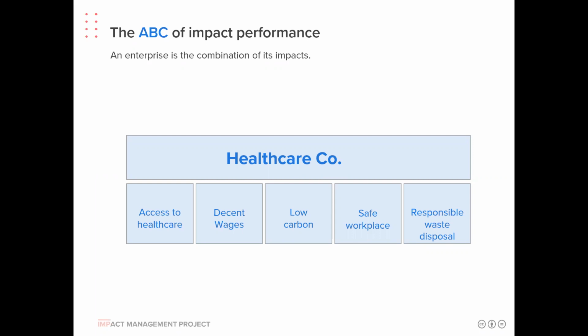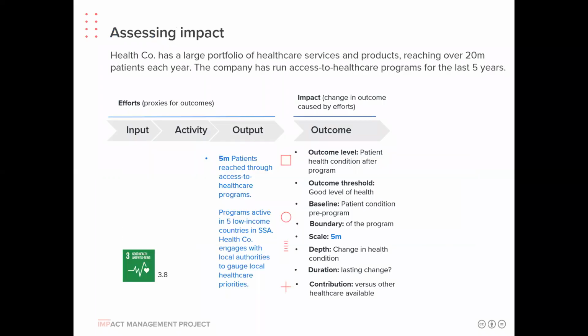In this case, though, our healthcare company has done its materiality assessment and come up with the 5 material impacts, and it has reported some limited data against these impacts. So let's look at the access to healthcare. Now, this company has a large portfolio of healthcare services and reaches over 20 million patients each year. And this particular material impact they've identified relates to its access to healthcare program, which has been running for a number of years now. The access to healthcare program has several initiatives, and among them are training new cohorts of healthcare workers in malaria care and delivering anti-malarial treatment.